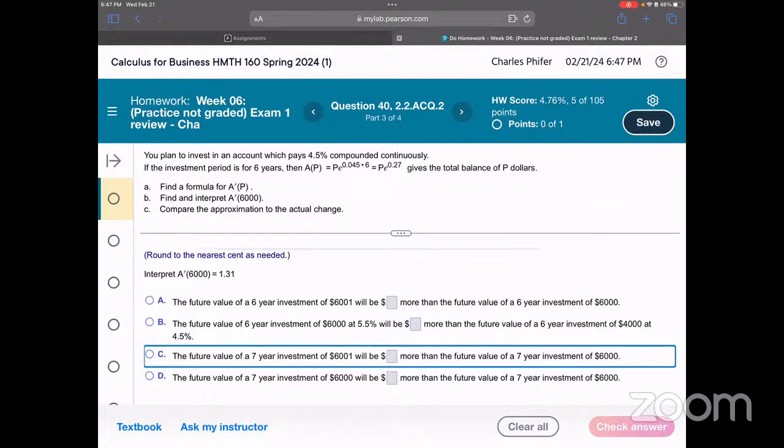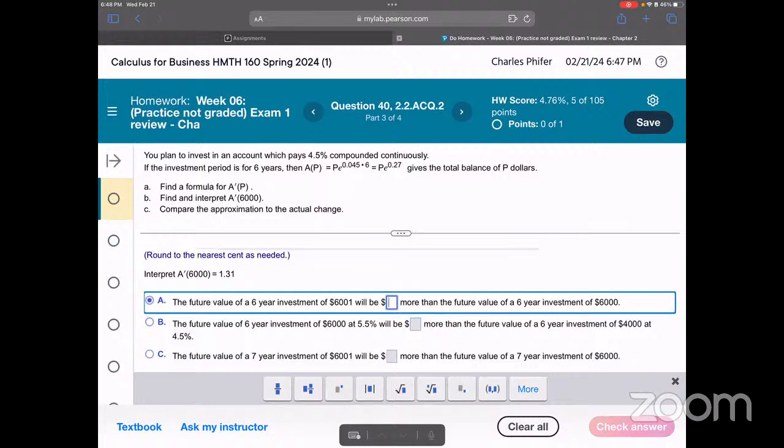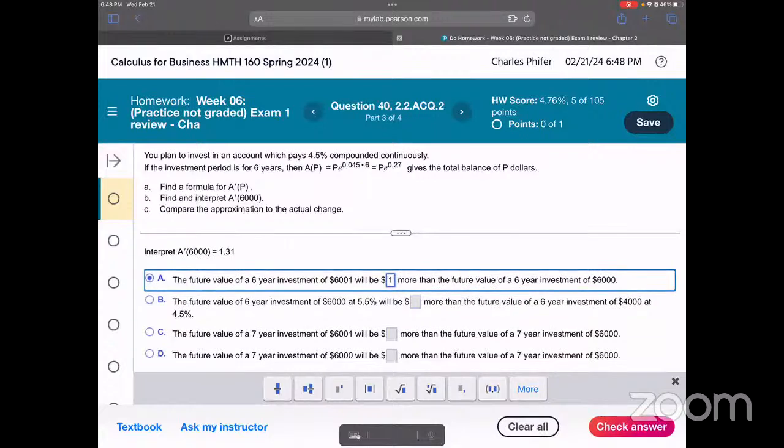And then I think the result here should just be 1.31 more than the future value. So how much does it increase by in the next year? That's the rate of change. Or the next, not year. Again, I'm still thinking in terms of time. Let's go with 1.31 here. Let's see what happens.